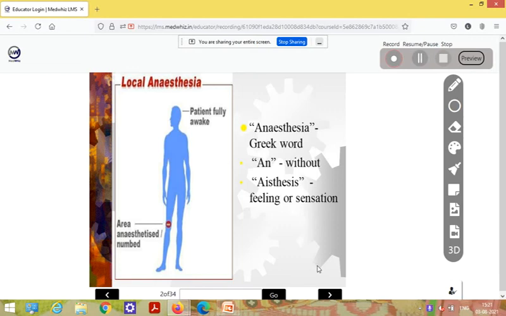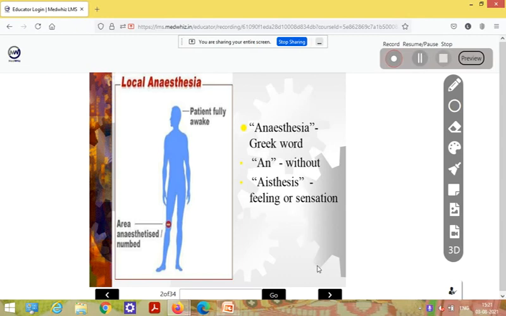Now, what do you understand by the terminology local anesthesia? Anesthesia is a Greek word where an means without and aesthesis means feeling or sensation. So local anesthetics are nothing but drugs which, when you apply them topically or inject them as a local injection, cause a reversible loss of sensory perceptions.